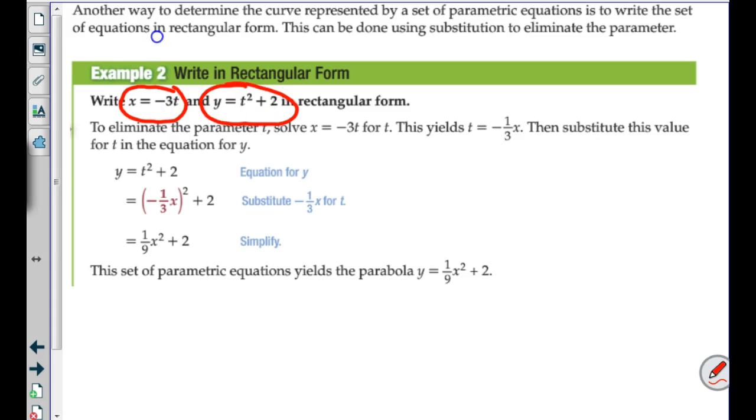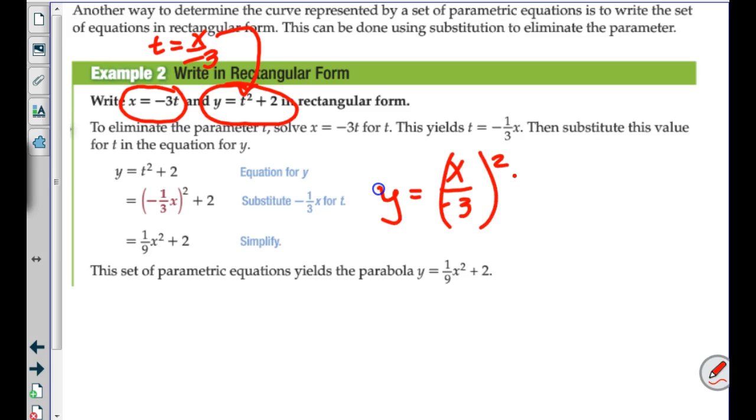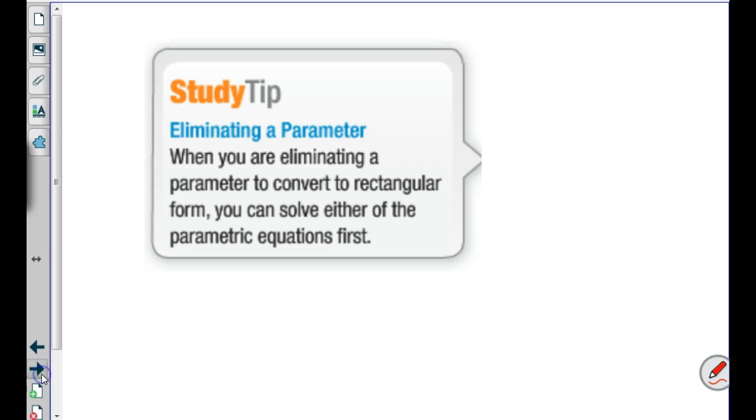So if I made this one t equals x over -3, and then I plugged that into this one, it would say y equals (x over -3) squared plus 2. You square this, you get 9, or, because it's in the denominator, 1/9 x squared plus 2. So this would graph as a parabola that's opening up. Making sense? All right, let's try the one that you have.